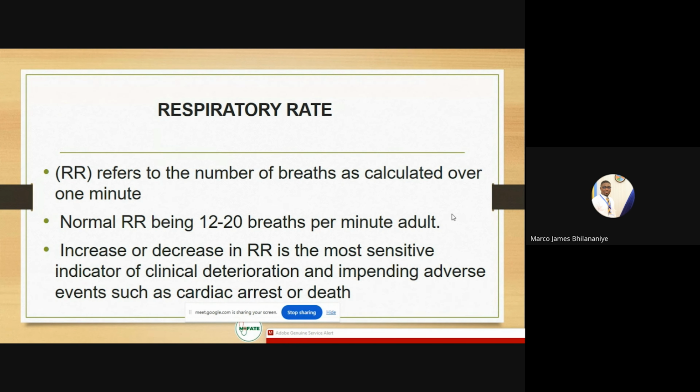But in most cases, respiratory rate is one of the vital signs which is not monitored by most of our clinicians and nurses. I think this is because they think it's of no importance, I don't know. But respiratory rates are being left behind. However, respiratory rate gives you a lot of crucial information. A decrease or increase in respiratory rate is the most sensitive indicator of clinical deterioration and impending adverse events such as cardiac arrest and sometimes death.